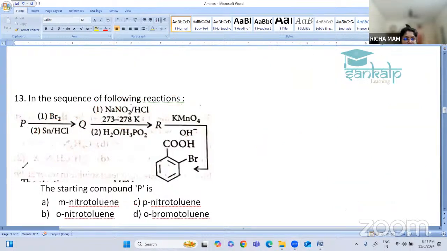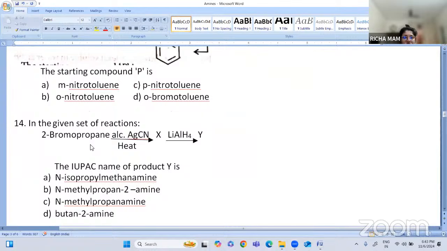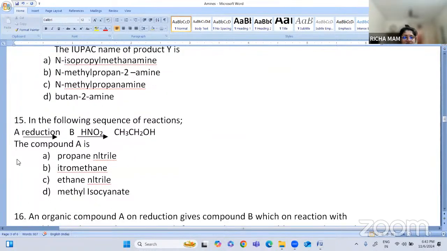14th we have seen. 15th. In the following sequence of reactions, A is there. On A, we are doing reduction. Then we are going to get B.